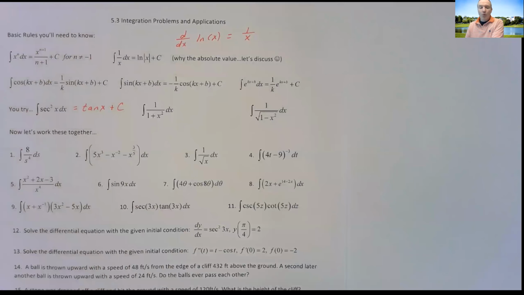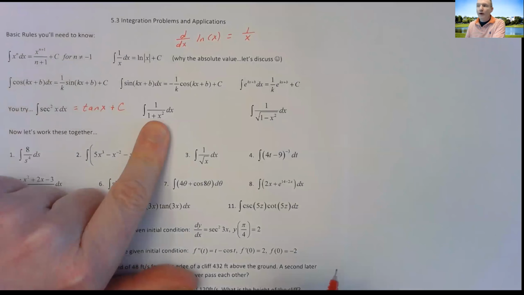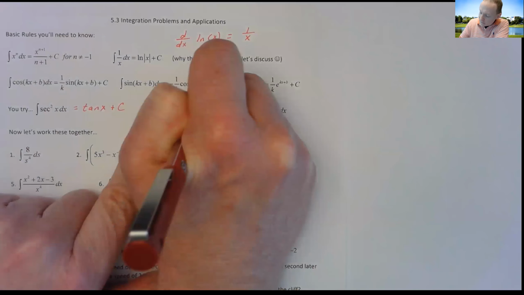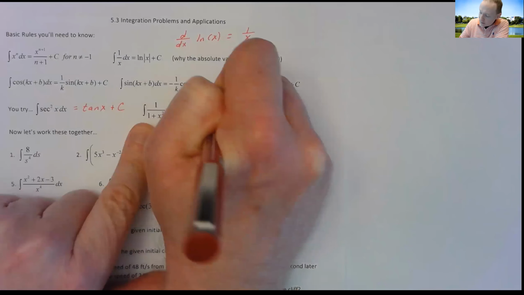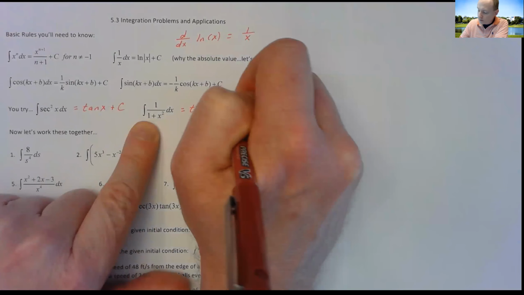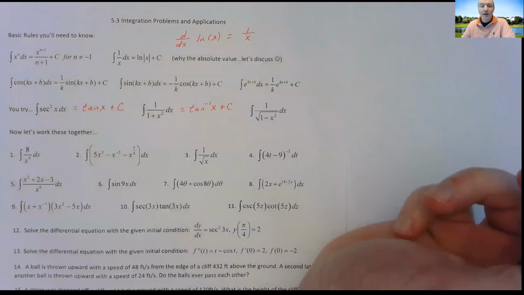If I have 1 over 1 plus x squared, you're supposed to be thinking back, what in Calc 1 did I take the derivative of to get 1 over 1 plus x squared? And you said, well, that was our inverse tangent of x. So since the derivative of inverse tangent of x is 1 over 1 plus x squared, the integral of 1 over 1 plus x squared is inverse tangent of x plus the constant of integration.